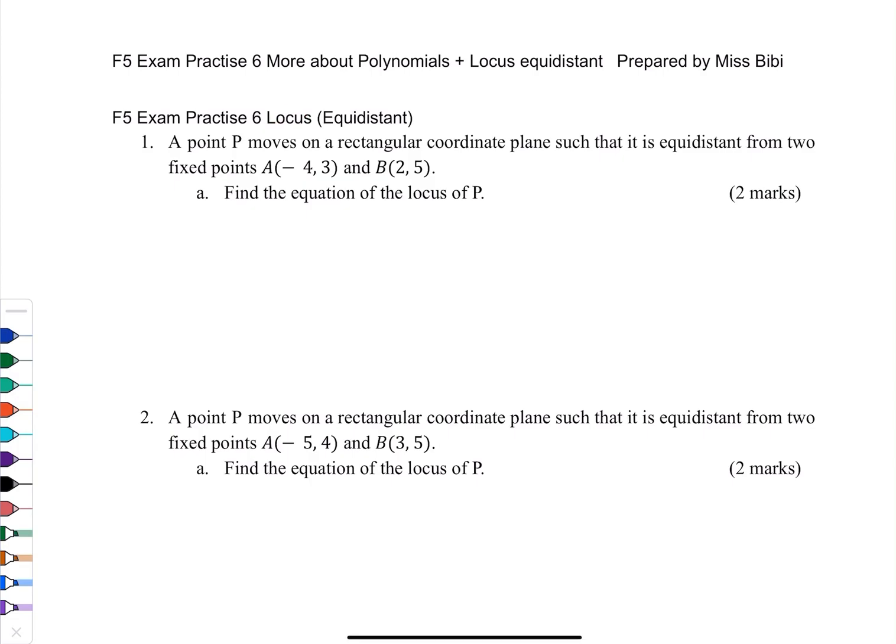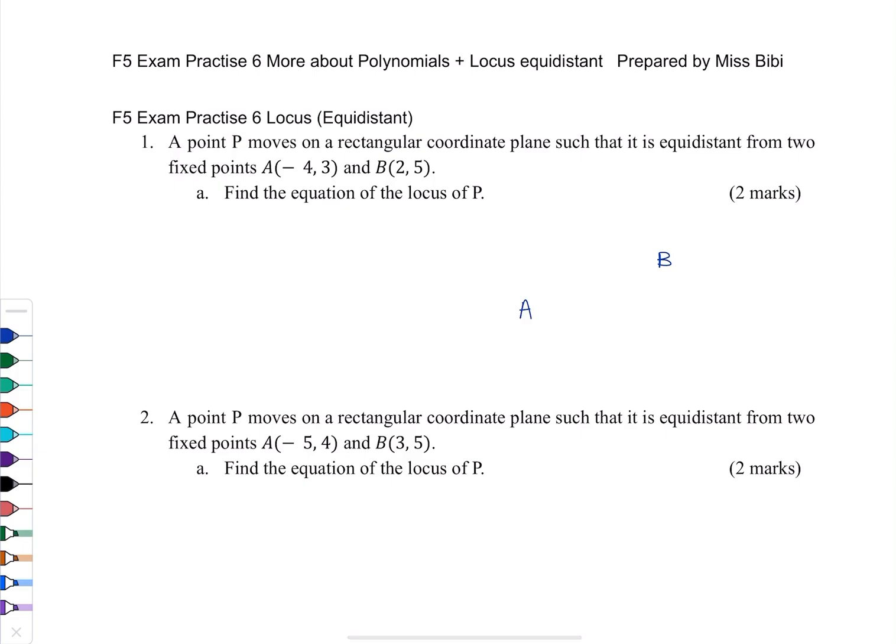So what happens in the question is that you will be having a point called P. P moves on the coordinate plane such that it is equidistant. You will see the words like this, or you will see that from 2 points the distance of P to the points are equal, something like that. So the meaning will be like equidistant from 2 fixed points A and B. So A and B, we already know where they are. Let's say A is here, B is here.